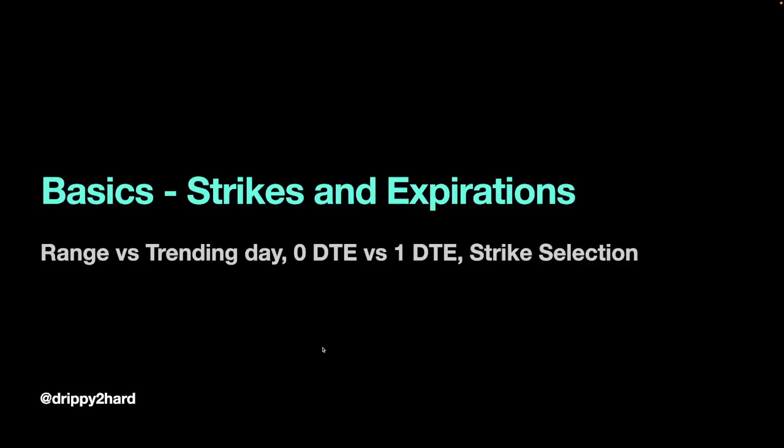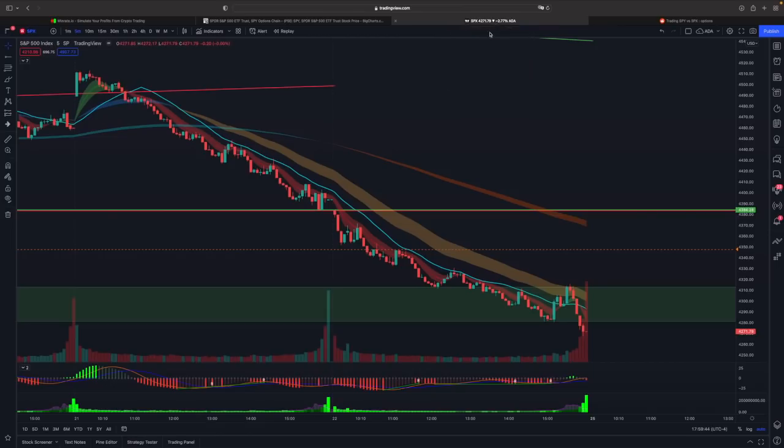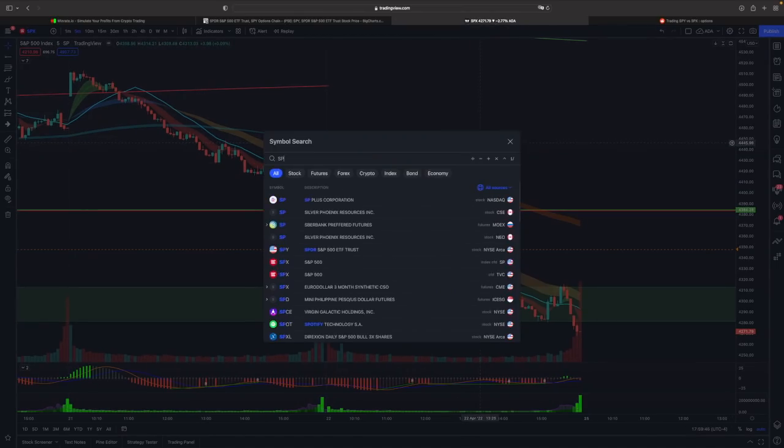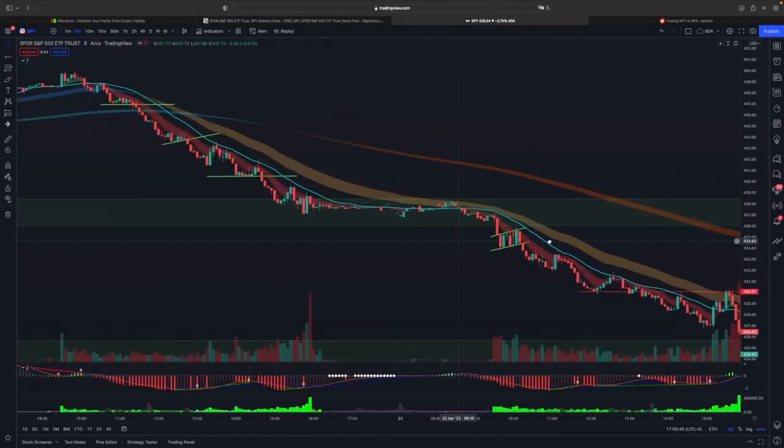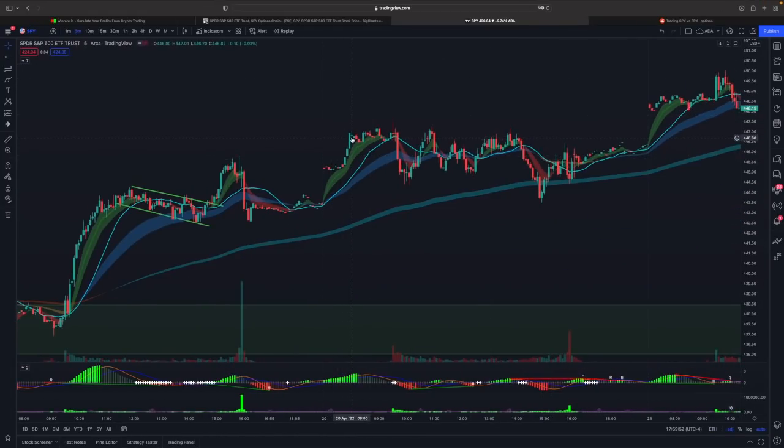And then strike selection, for me, is based on two things. First, I look at whether the day is trending or choppy. If it's a choppy day, I try not to even trade it. An example of a choppy day is this. The market opened around 9:30 here, and you see this chop.